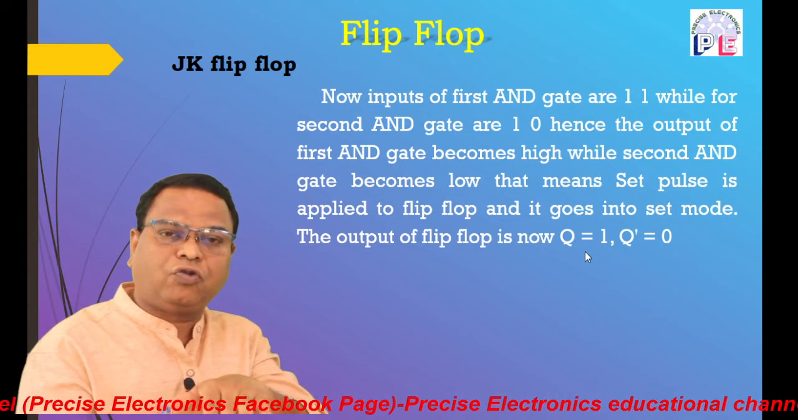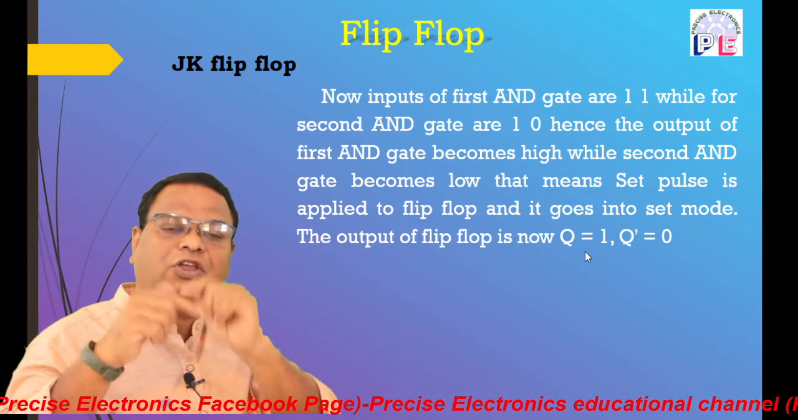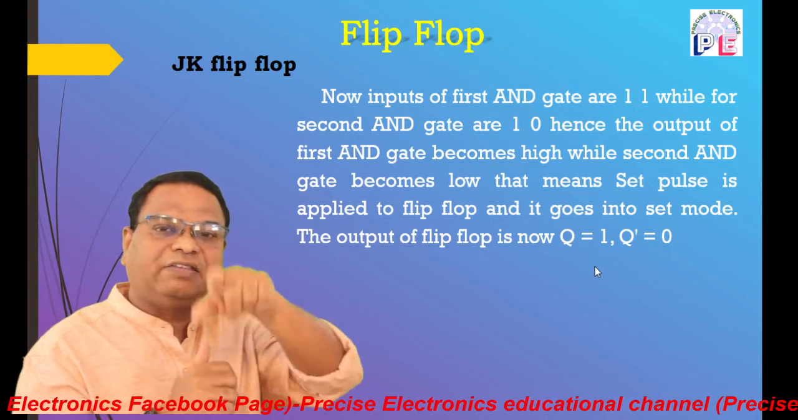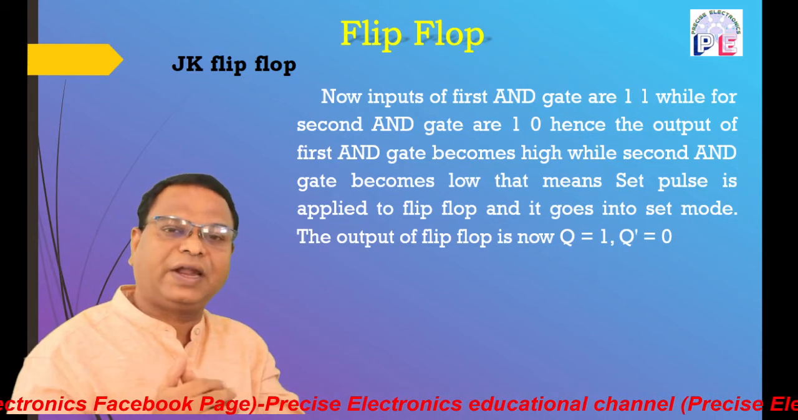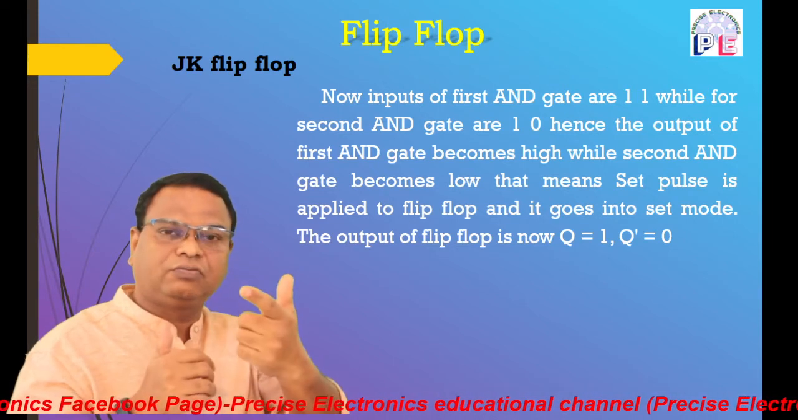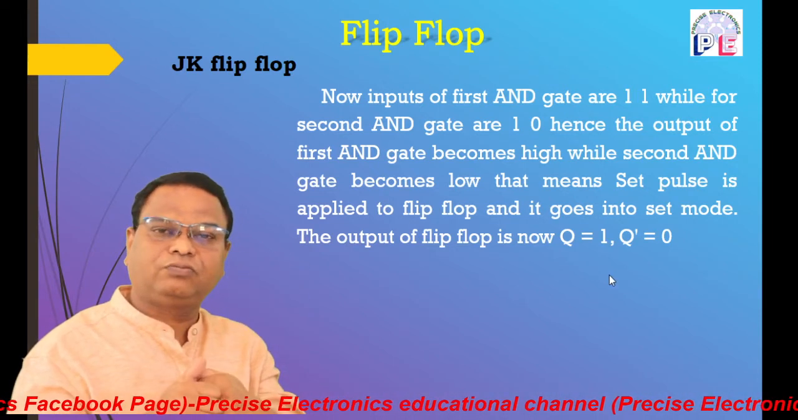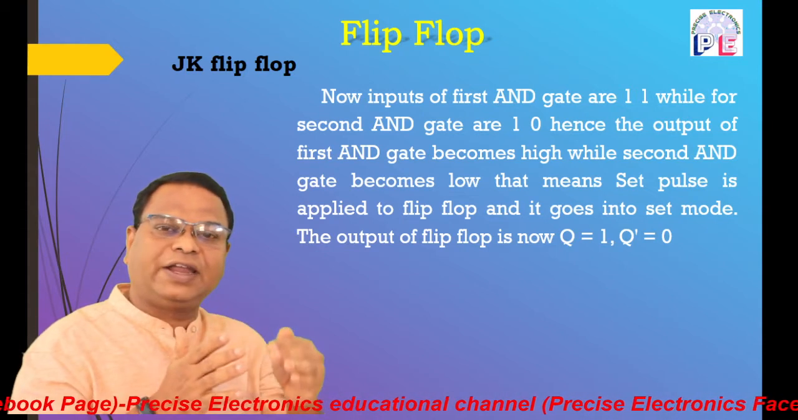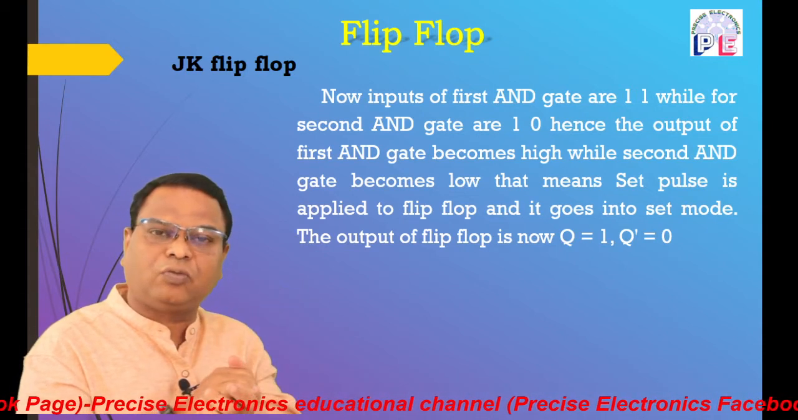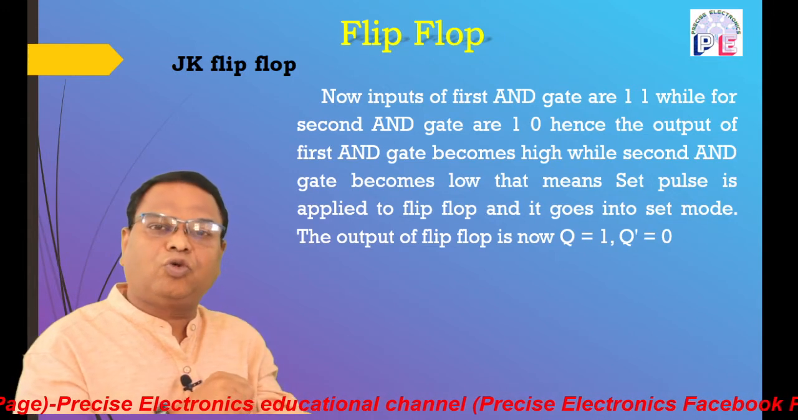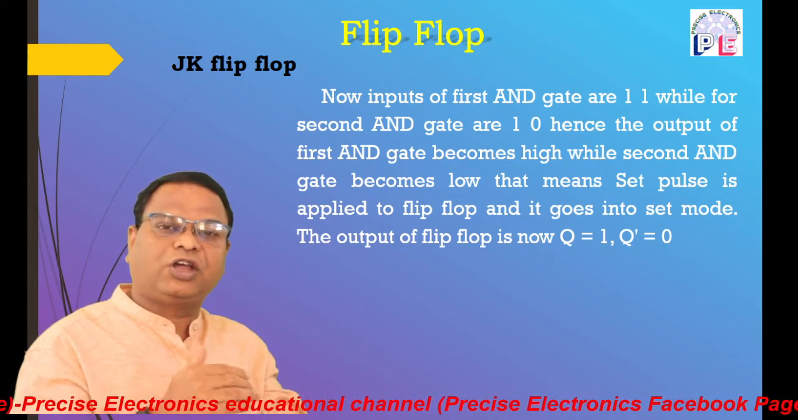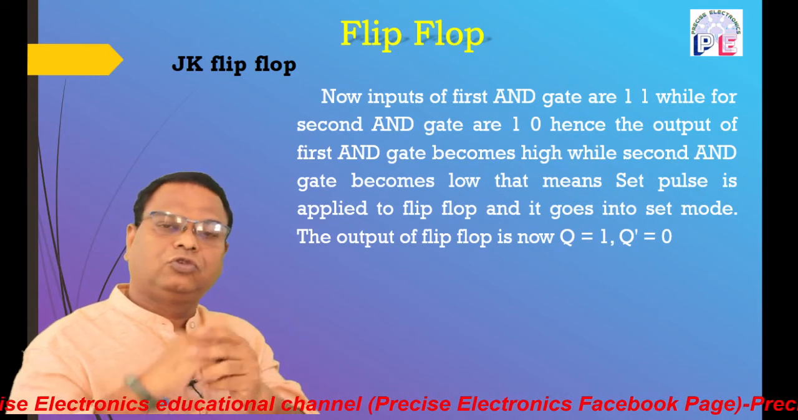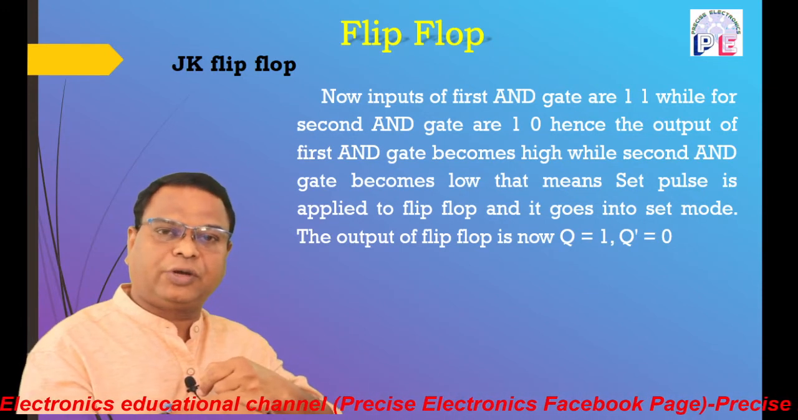So now the inputs for the upper AND gate are 0, 1, because Q complement is applied to the upper AND gate, while for the lower AND gate they are 1, 1. So the output of the lower AND gate is 1, the upper AND gate is low. So the lower AND gate gives a reset pulse to the flip-flop, due to which the flip-flop goes into reset mode. So outputs are now Q equal to 0, Q complement is 1. So once again this is fed back to the input terminals.